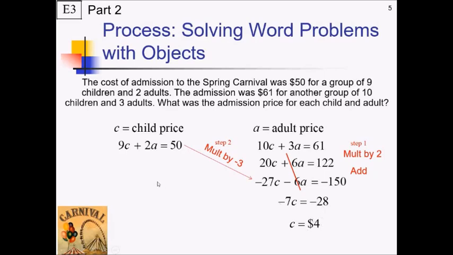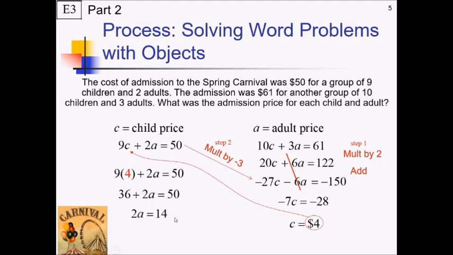Let's plug that back into one of these equations. I think this one will work out. So we have 9 times 4 plus 2A equals 50. So that's 36 plus 2A. Subtract 36, we have 14 on the other side. And then divide by 2 to get the price of one adult, because this is saying here that 2 adults is $14. We subtracted the price of all those children. So this is going to be an adult ticket price of $7.